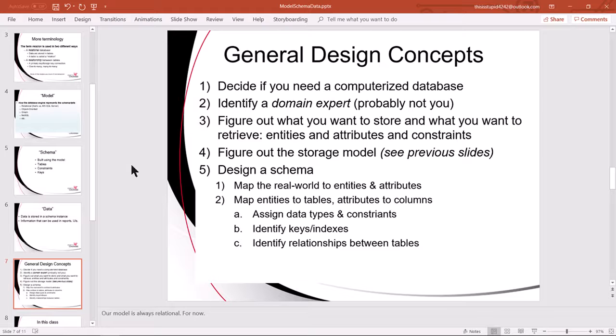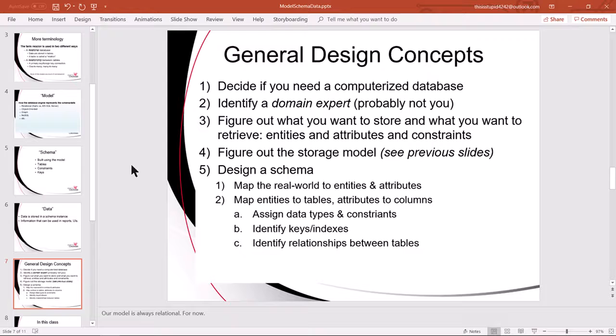Number three, we are still in the conceptual design phase. Figure out what you want to store and what you want to retrieve. This is probably the most important part of any database. If you don't know what goes in it and you don't know what has to come out of it, you will not be successful. In this class, we don't have those things.